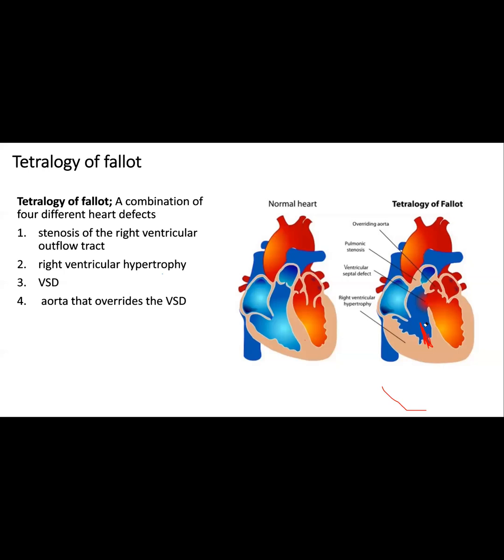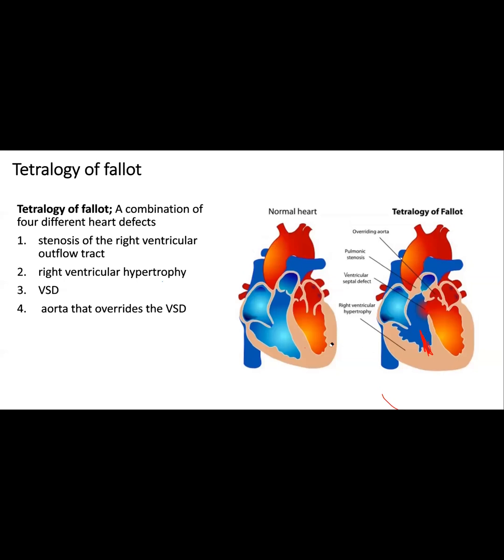So normally, here's the atrioventricular septum, but in tetralogy of Fallot, what happens is that this atrioventricular septum is moved a bit onto the right side, and as a consequence of this, it results in at least 4 different defects.